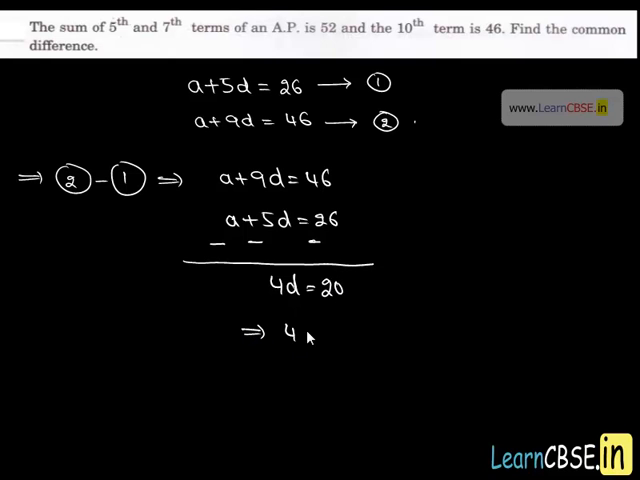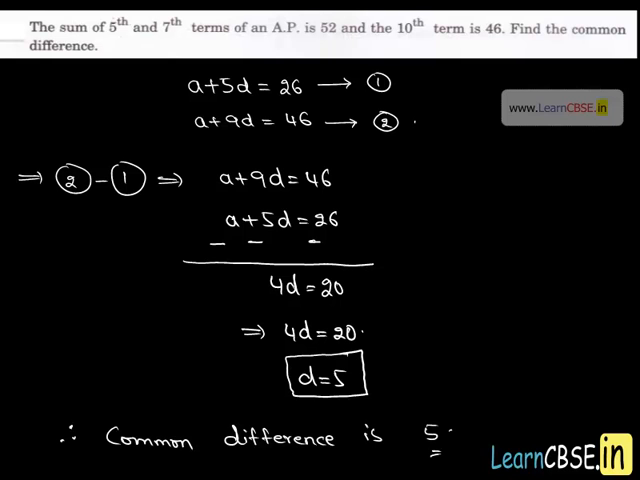Thus we have 4 times d is 20. By dividing both sides with coefficient of d, which is 4, we get the value of d is 5. Therefore, the common difference of an AP is 5. And this completes our solution.